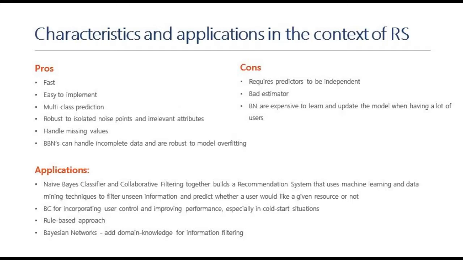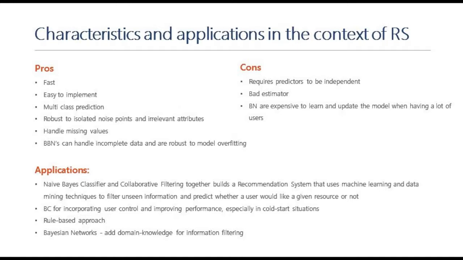However, there are a few cons. So the Bayesian networks make the assumption that the different categories are independent of each other, which in many cases is false. So in these cases, it can be considered a bad estimator also. Bayesian networks are expensive to learn and update the model when having a lot of users. So in the recommender systems application, this is a big factor.